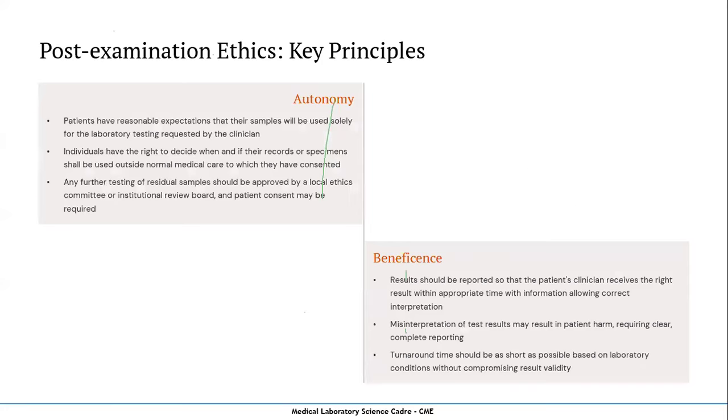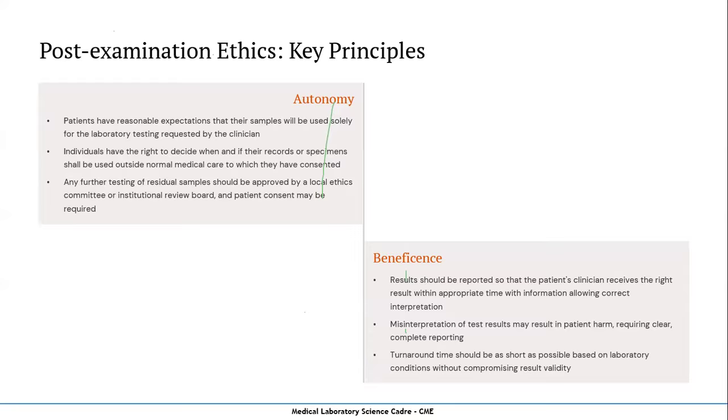Next. So the key principles: autonomy. Patients have a reasonable expectation that their samples will be solely used for laboratory testing requested by the clinicians. So individuals have the right to decide when and if their records or specimens shall be used outside the normal medical care to which they have consented. Any further testing or residual samples should be approved by the local ethics committee or institutional review boards, and patient consent may be required in some cases.